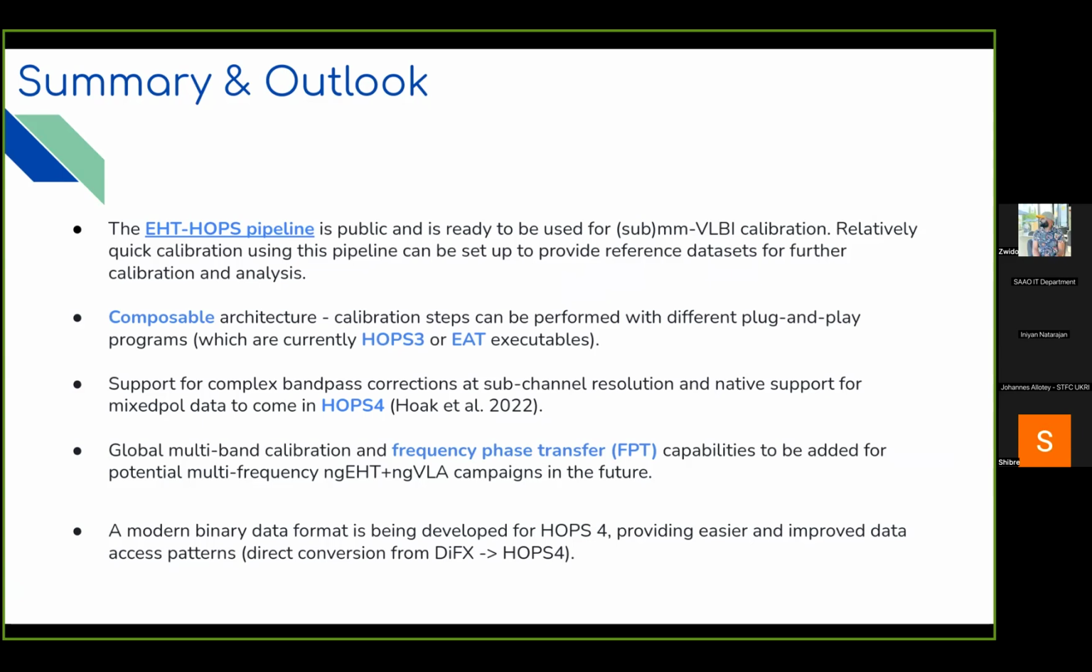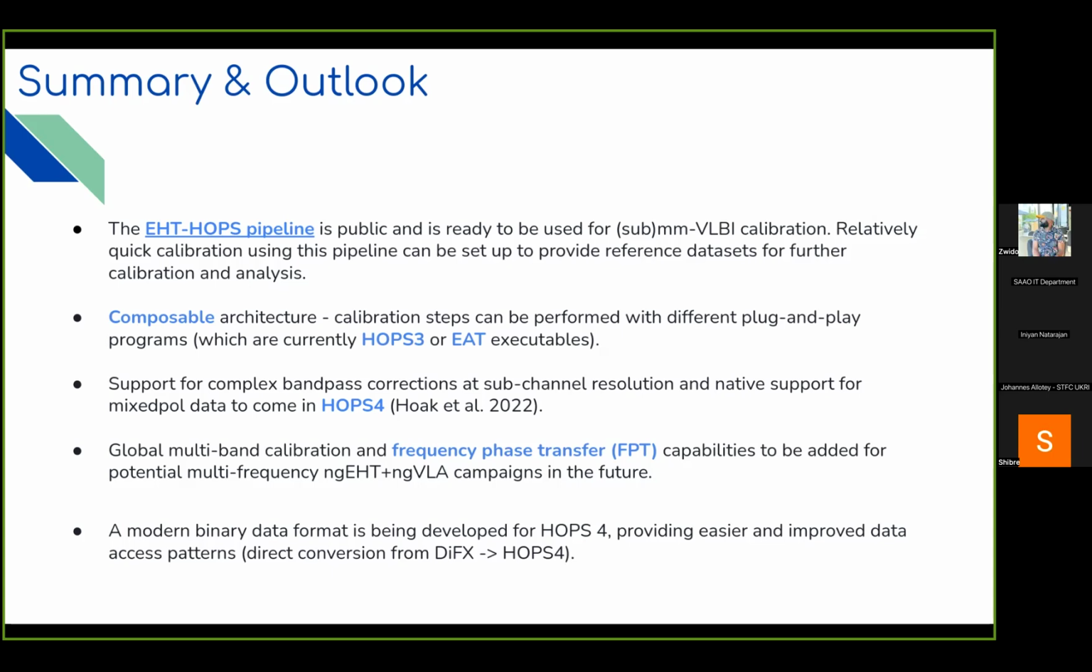Currently we're using HOPS 3 and EHT executables, but the calibration steps are plug and play. You can use your own software with some small changes to the scripts that drive the process. And support for additional features, like native support for mixed pol data or complex bandpass corrections, will come in HOPS 4, which will be integrated into the pipeline soon. And frequency phase transfer, which is a very important technique for high frequency, especially sub-millimeter wave calibration, will be part of HOPS 4 and this pipeline soon.